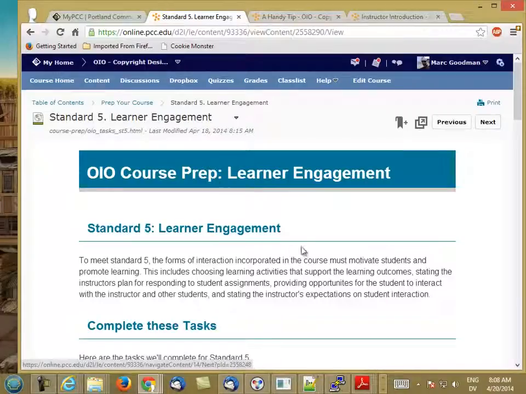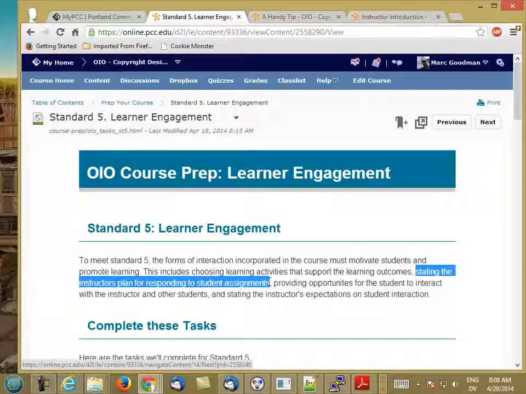Building on that, the instructor should always state their plan for responding to student assignments. Nothing kills engagement more than when a student submits an assignment and doesn't hear back from the instructor for 1 week, 2 weeks, 3 weeks. The student is left in limbo and has no idea what's going on, and that makes them disengage from the course.